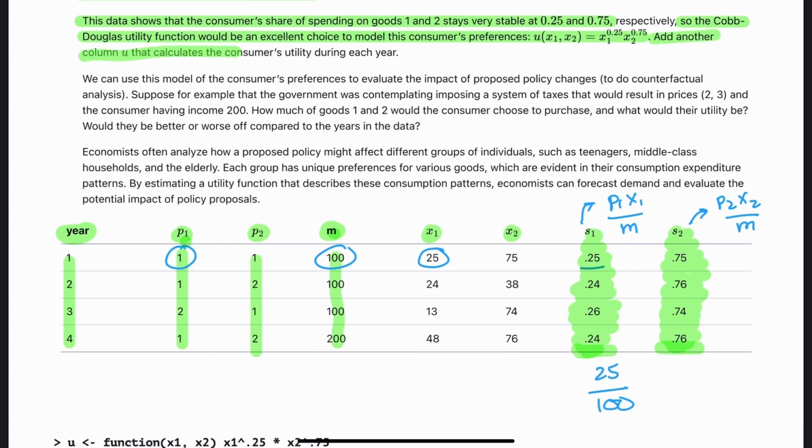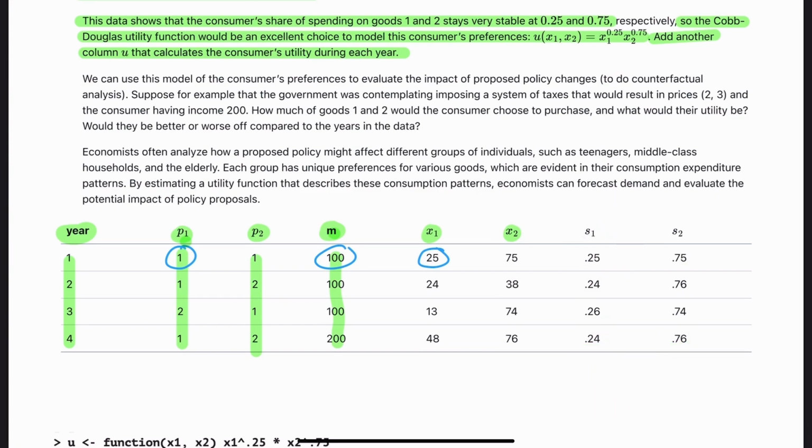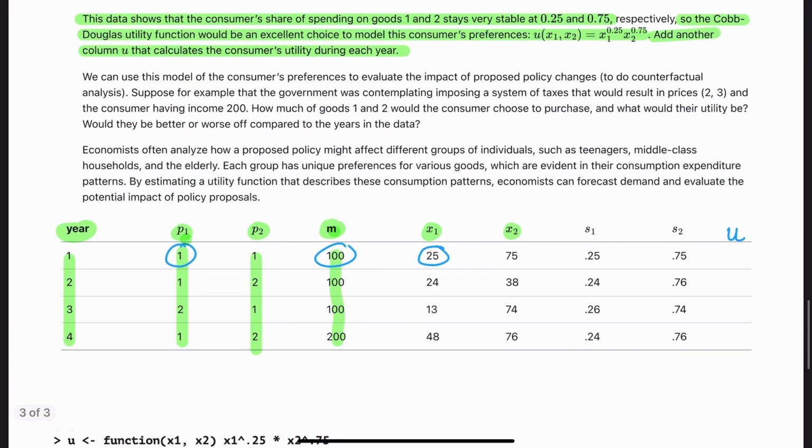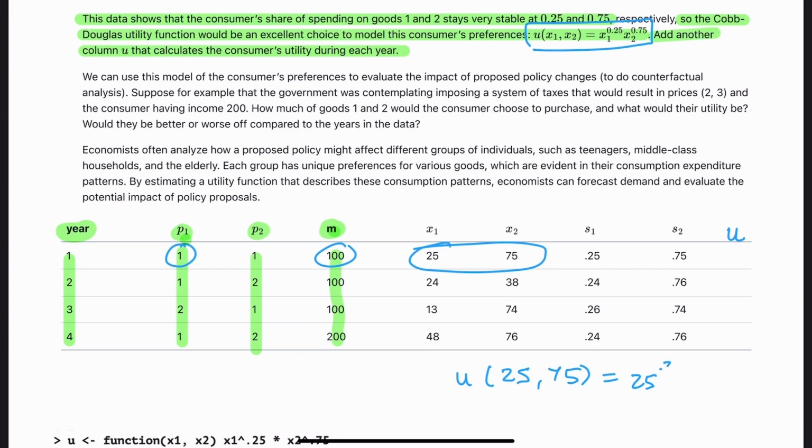Add another column U that calculates the consumer's utility during each year. So adding another column U here. We're just going to stick the X1 and X2 into the utility function, which is this. So the utility for year 1 would be the utility of getting 25 and 75 of goods 1 and 2, which is 25 to the 0.25 times 75 to the 0.75.